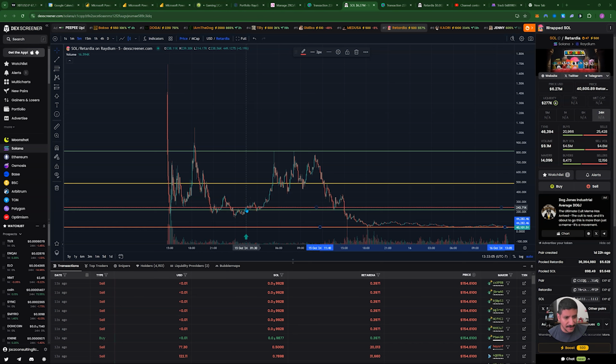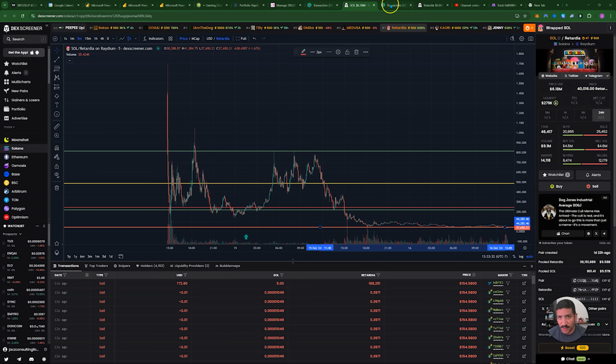I set it up with 10 SOL, 100% in SOL, in Solana. The top of the range was just below price, which means that I wasn't in range. So this was essentially the top of the range. Over here is the bottom of the range. As price drifted into my range, I'm buying RETARDIA. I'm converting my SOL into RETARDIA and earning yields on top of it.